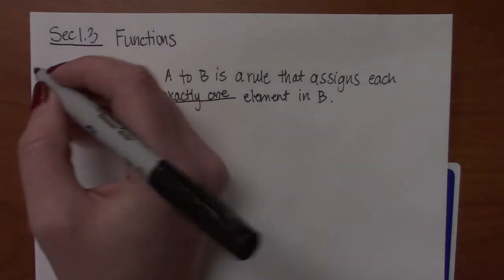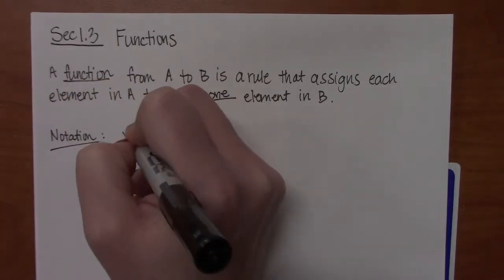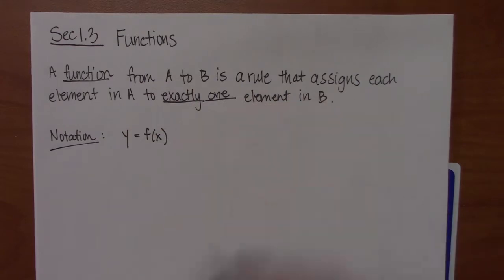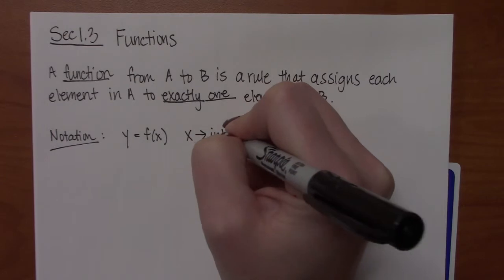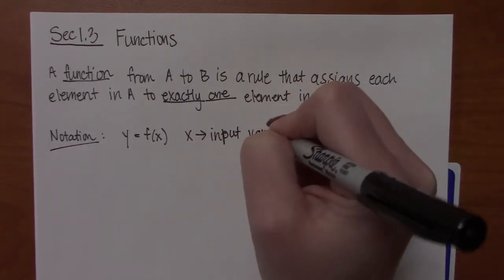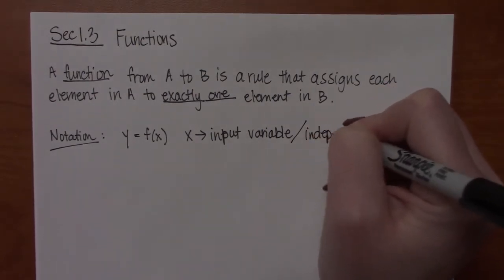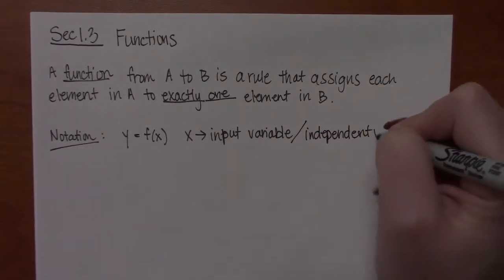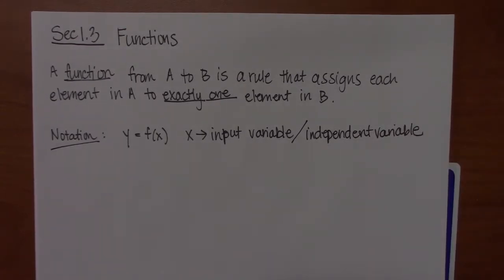So it's not the other way around. It's the things that go into the function. So let's talk about notation. If you see y equals f of x, x represents, in this case, the input variable. It's also referred to as the independent variable. This is important vocabulary. So if you're reading a question and they refer to the independent variable, it's telling you it's the input variable, the thing that goes in.